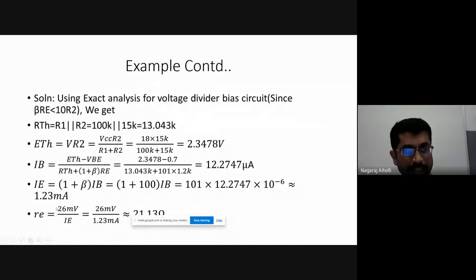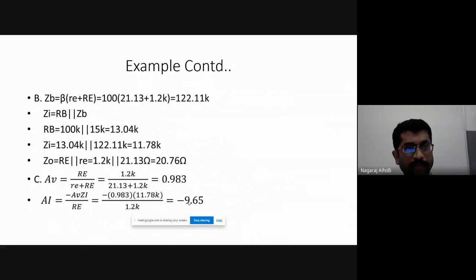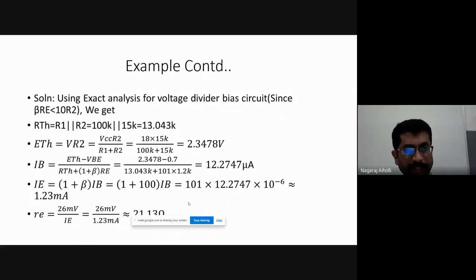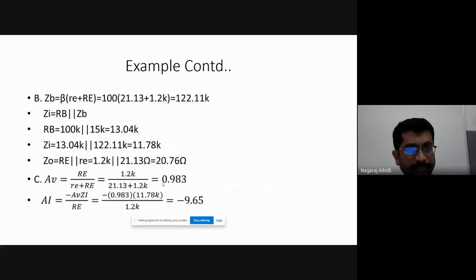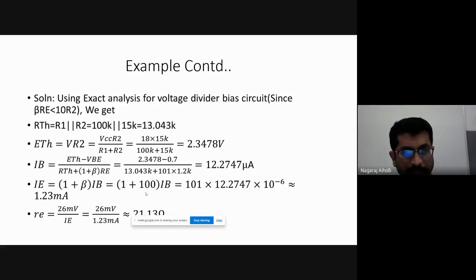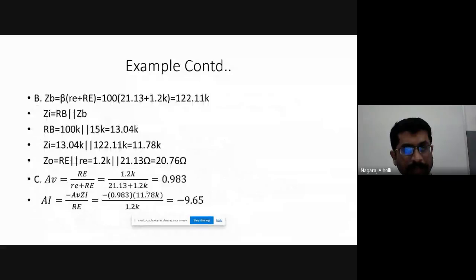Then find small re. re is 26 millivolt by IE, standard equation. 26 millivolt divided by 1.23 milliampere. That comes out to around 21.130. Let's check that. 21.13, yes, 21.13. Sorry, ohms, it is 21.13 ohms, the small re value.